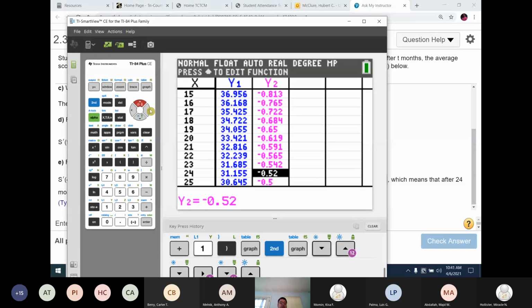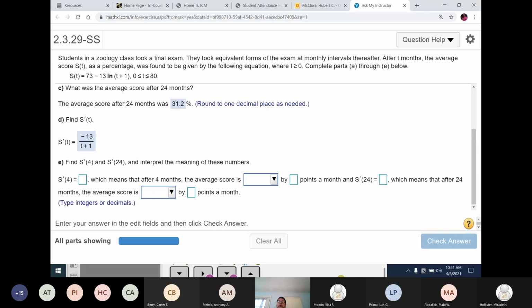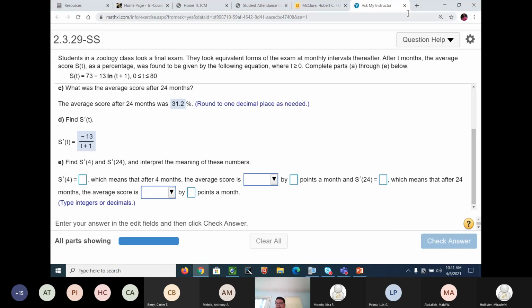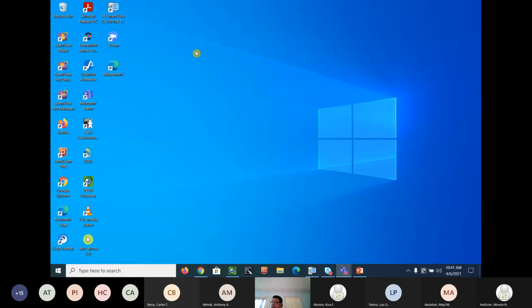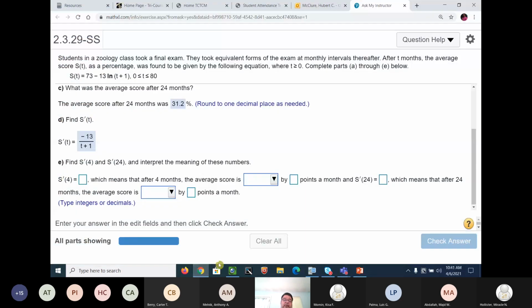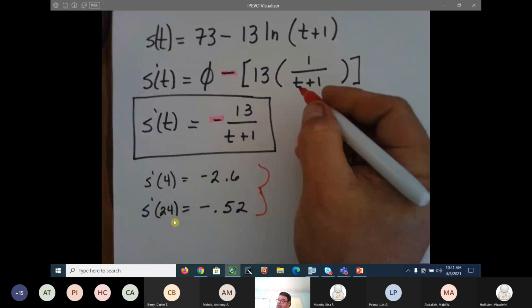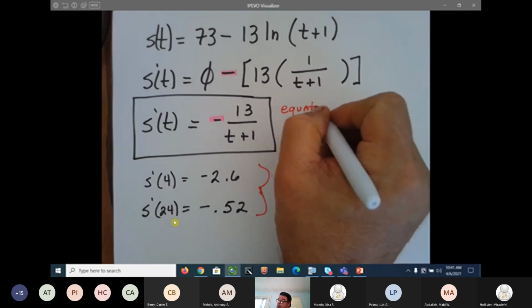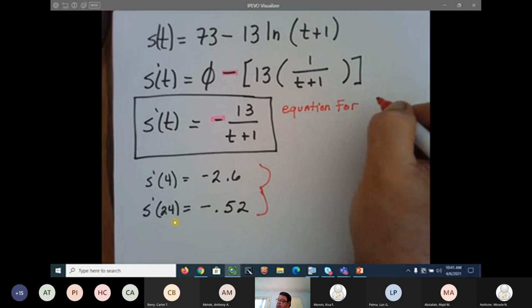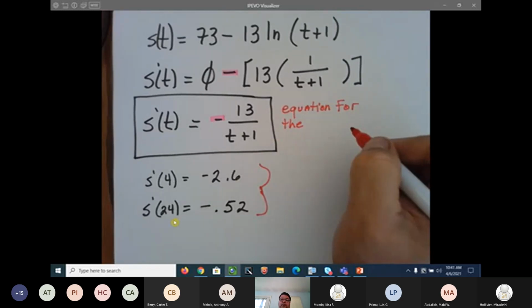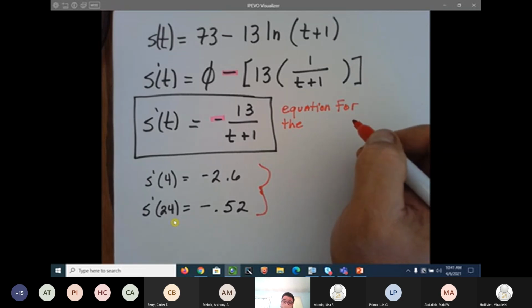Now, they're going to ask you some questions about these two guys right here. And I want you to think of science or real life. What does the derivative tell us? The derivative is the equation for the what line? The equation for the what line? Oh my God. I've only been teaching this since I don't know when. Tangent line. Thank you.